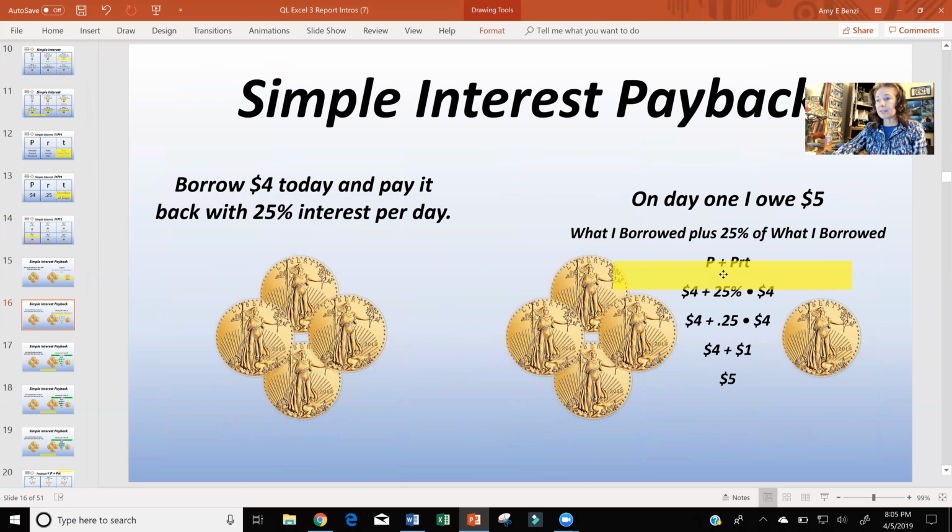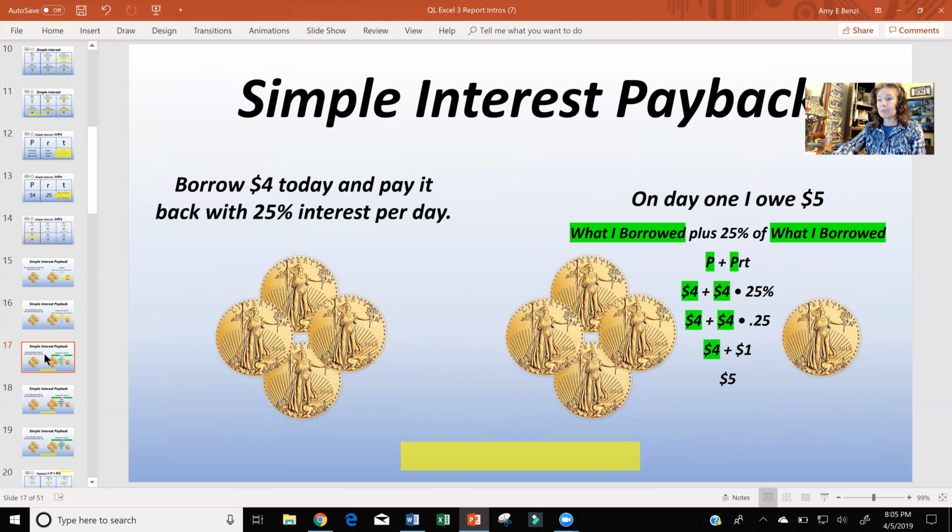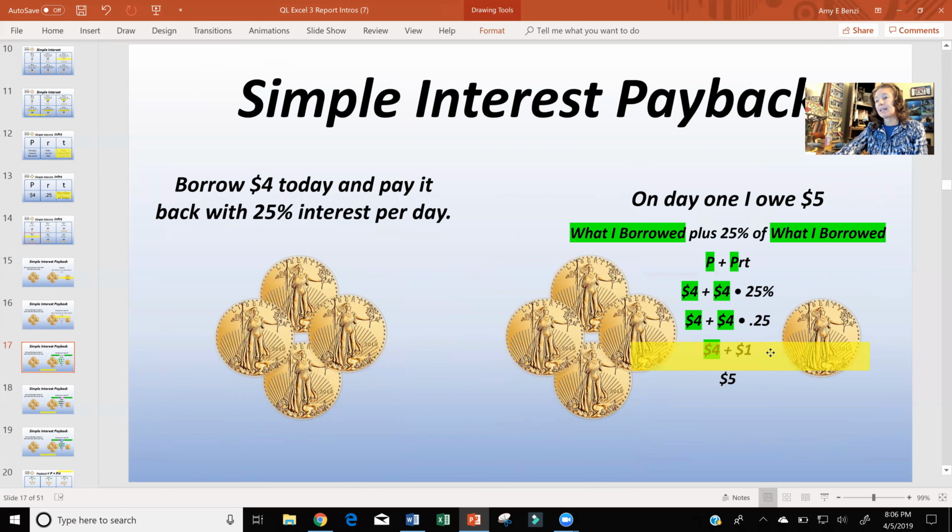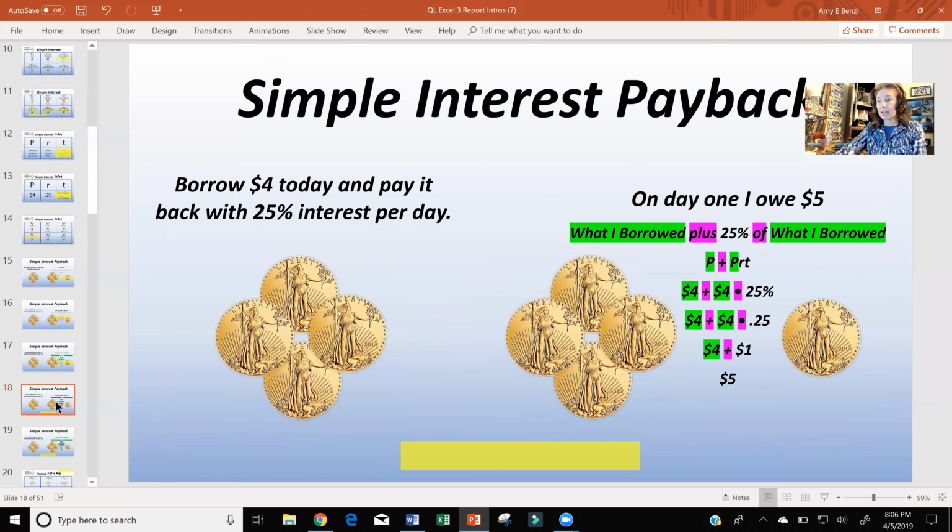$4 plus the interest. So my amount that I borrowed is all in green here. The principal amount that I borrowed is notated both in the amount, these 4 coins, that's this first P here, and then the second P is involved in the interest formula. So I have my interest, and then my functions plus and of, and what my percentage rate.